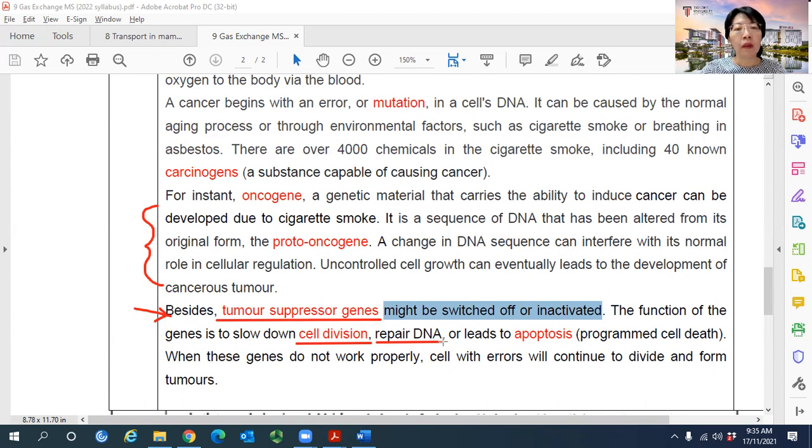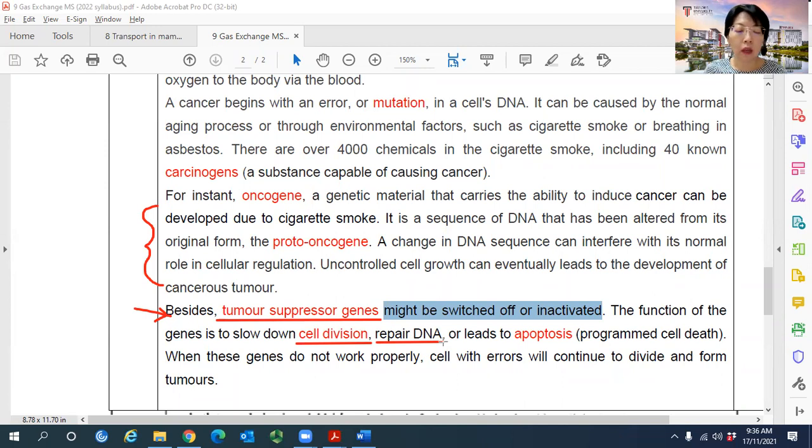Whenever there's a mutation, then we try to repair the DNA to convert the mutation back to the normal base sequence. Usually, repair of DNA happens immediately after DNA replication. So in the stages of DNA replication, the very last stage that you did not learn is there will be an enzyme that will move along the DNA to check whether there's any mistake. It means any wrong base that is being added in, and the wrong base will be removed and replaced by the correct base. So this is the last step in DNA replication. So this is called repairing the DNA.